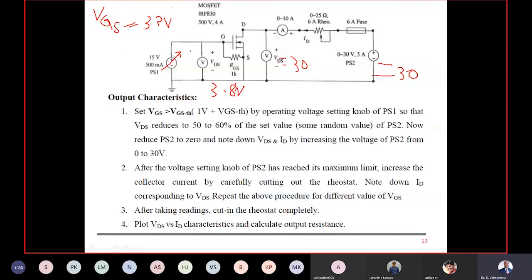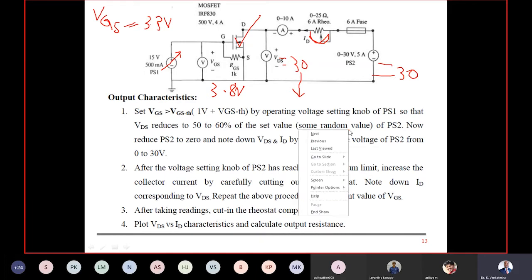VGS should be set slightly more than the VGS threshold. When you set it higher, the switch starts conducting, so VDS is no more 30 volt. It keeps reducing. When VGS keeps on increasing, more switch current flows, so the drop across the switch keeps reducing, and VDS keeps reducing. When the switch is perfectly turned on, with complete turn on, VDS becomes 0. Even though the supply voltage is 30 volt, our 30 volt will be available across my resistor.